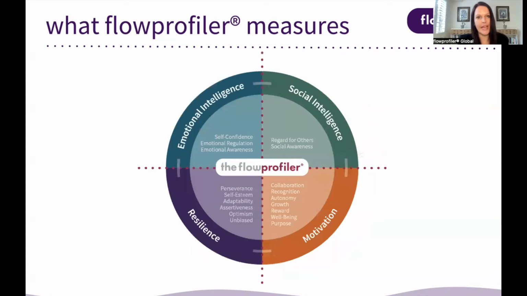And then finally, we have the full Flow Profiler, which measures the 4 factors of emotional and social intelligence, motivation, and resilience. And if you have been asked to complete this assessment, then you are set up to attend any one of 18 dimension-specific Power Skills modules.